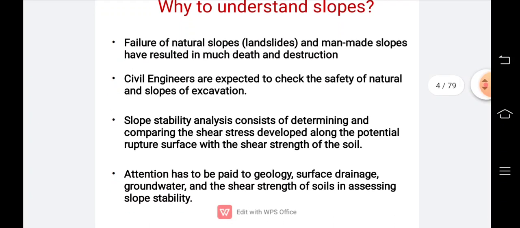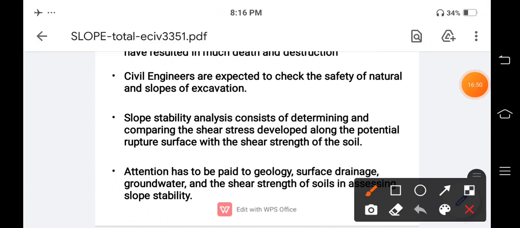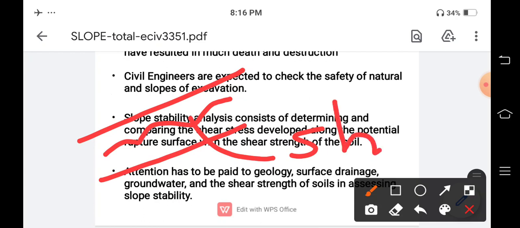Then the slope stability analysis consists of comparing the shear stress developed along the potential rupture surface with the shear strength of the soil. In the introduction we discussed that a soil with sloping surfaces will slide in the downward direction, which causes shearing stresses. So we have to avoid this shearing stress, or avoid this sliding.